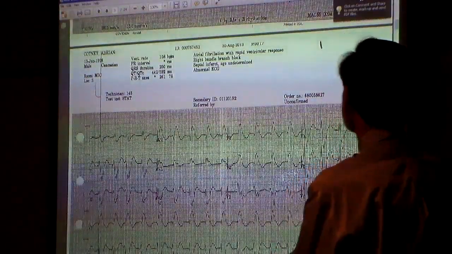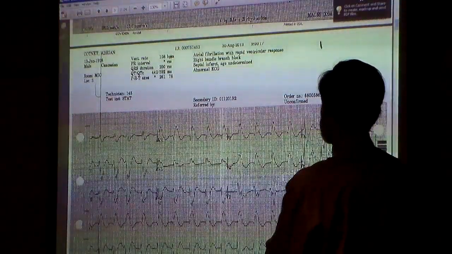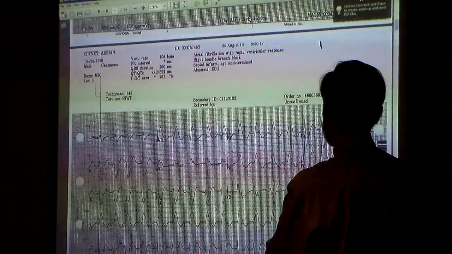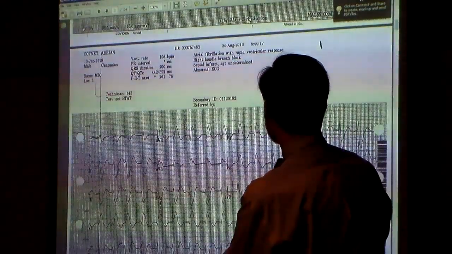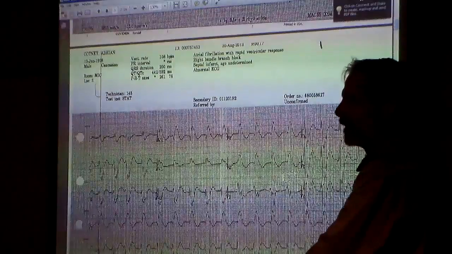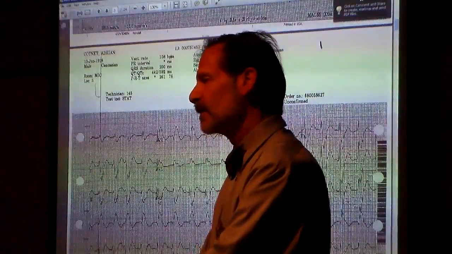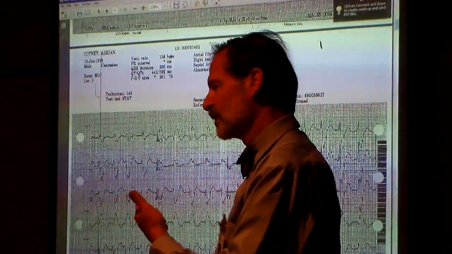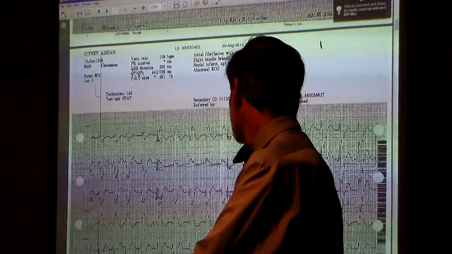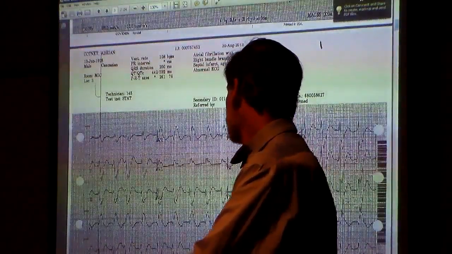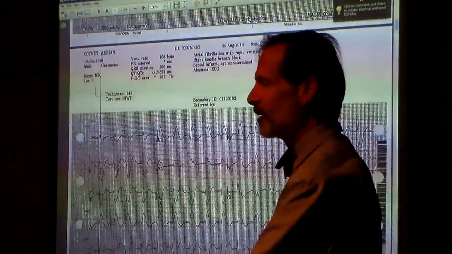Well, what's the rhythm? It's regular. So it's a regular wide complex tachycardia at 108. So your differential would be what? It could be VT, or what else? SVT with aberrant conduction. It doesn't look too much like a delta wave to me, so I wouldn't say WPW. So, VT or SVT with aberrancy.